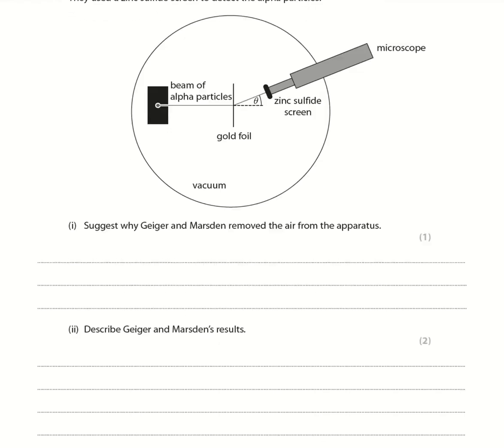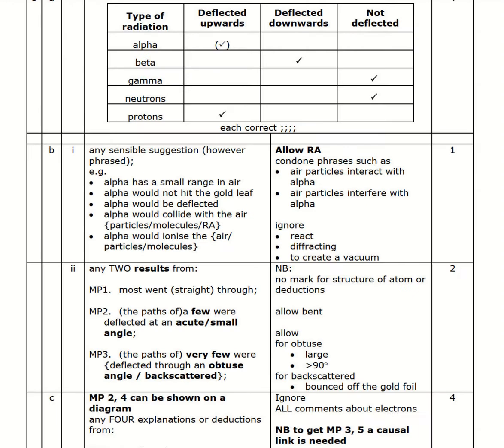Describe Geiger and Marsden's results. Any two from: most went straight through. The paths of a few were deflected through an acute or small angle. The paths of very few were deflected through an obtuse angle, or they were backscattered, as in they bounced off the gold foil.